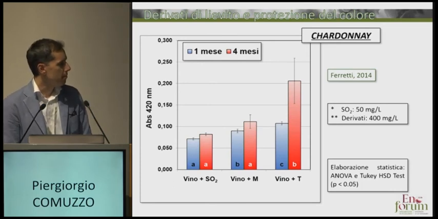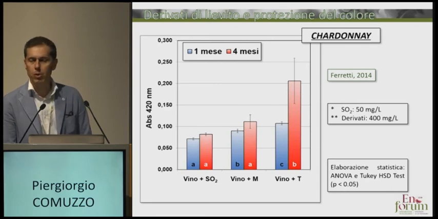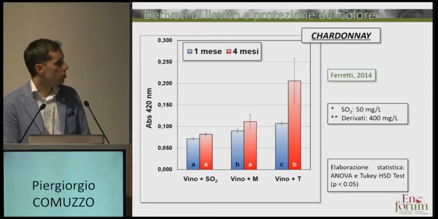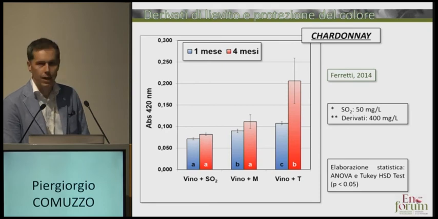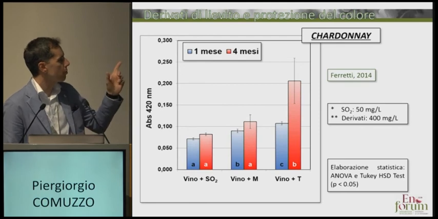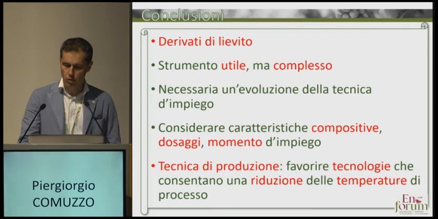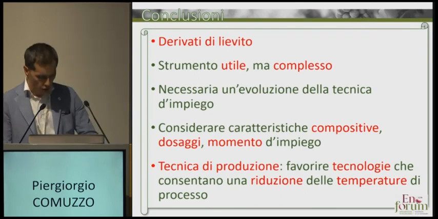That means that when we add our end product to wine, over time, over months, here you can see the evolution up to 4 months, this wine will be more protected from browning. In red, you can see that after 4 months, there is no significant difference between the two products.